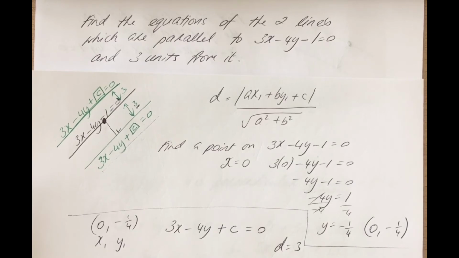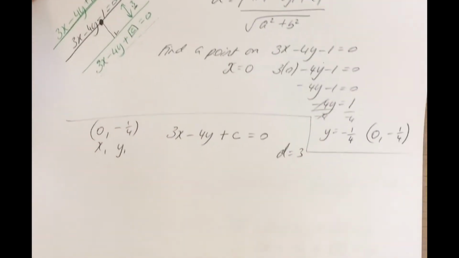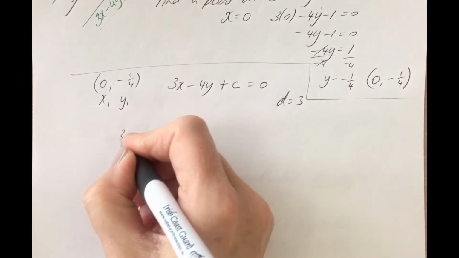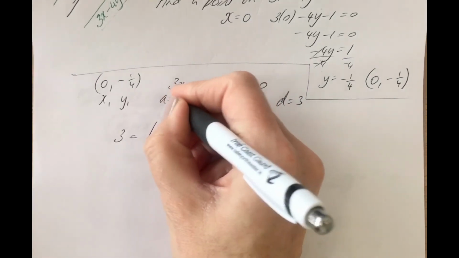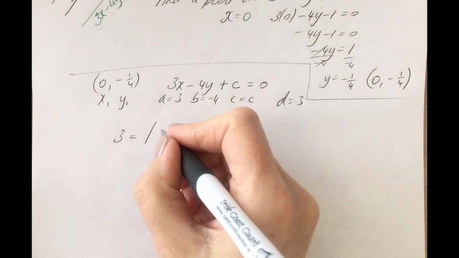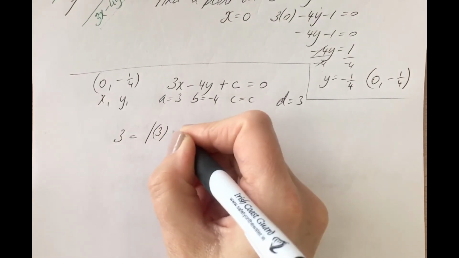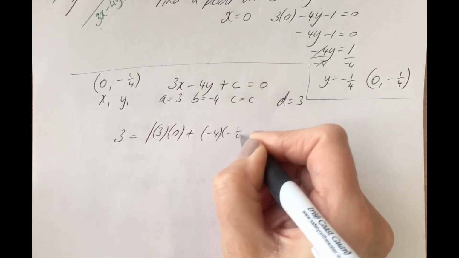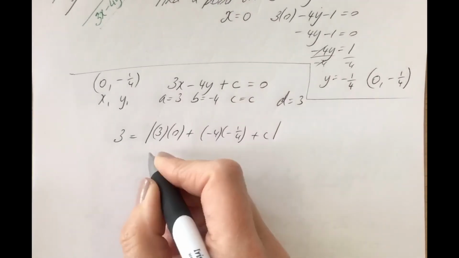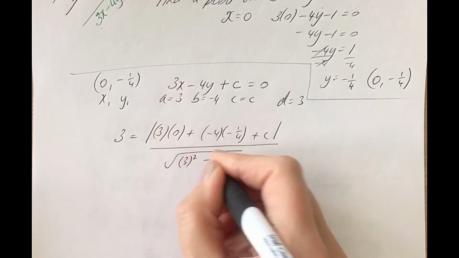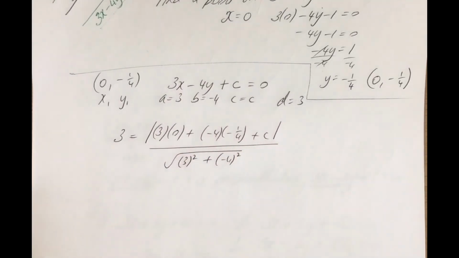Pause the video if you feel confident from here on. Otherwise, watch closely. Okay, so the distance is 3. A, of course, is 3, B is minus 4, and C we leave as C. So we have A times x1, which is 0, plus B times y1, which is minus a quarter, plus C, have to leave C as C because we don't know what it is, over the square root of, of course, 3 squared plus minus 4 squared in brackets.